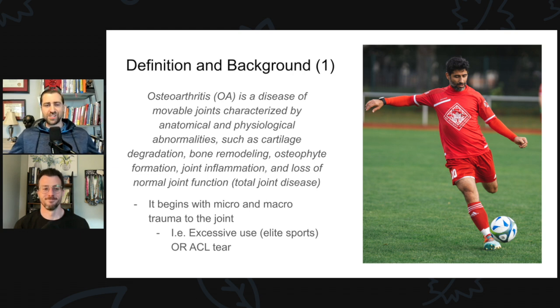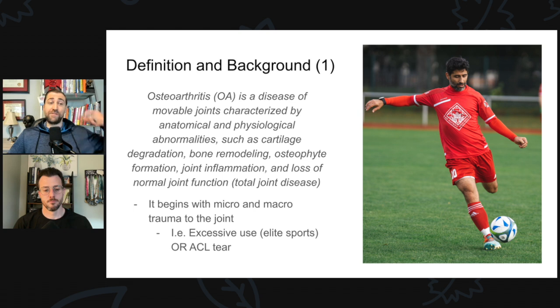I do want to stress this idea of total joint disease, just because osteoarthritis is sometimes poorly defined because you have an injury to the cartilage, but also to the bone, the synovium. There's a lot of stuff going on. The muscles eventually get involved, the ligaments. It really is a total joint disease, right? It's not just like a loss of cartilage. And it generally begins with micro and macro trauma to the joint.